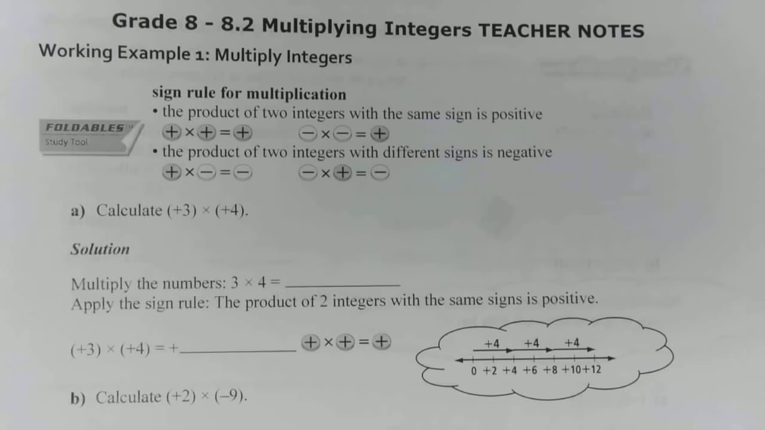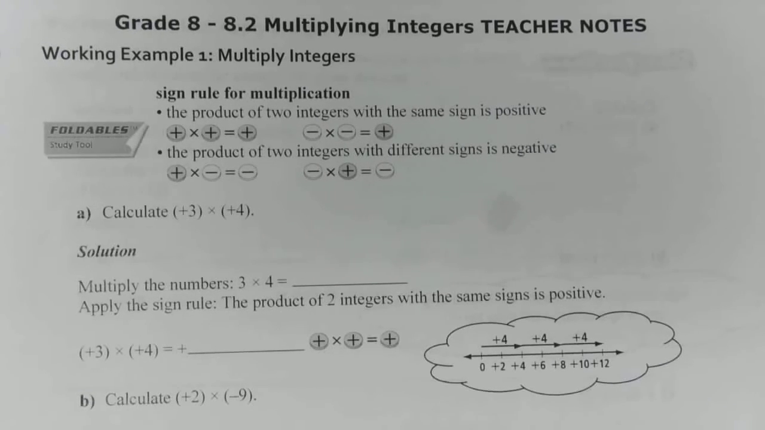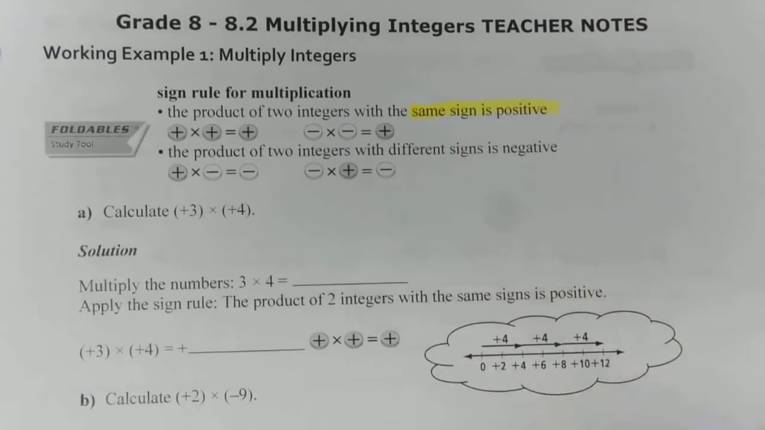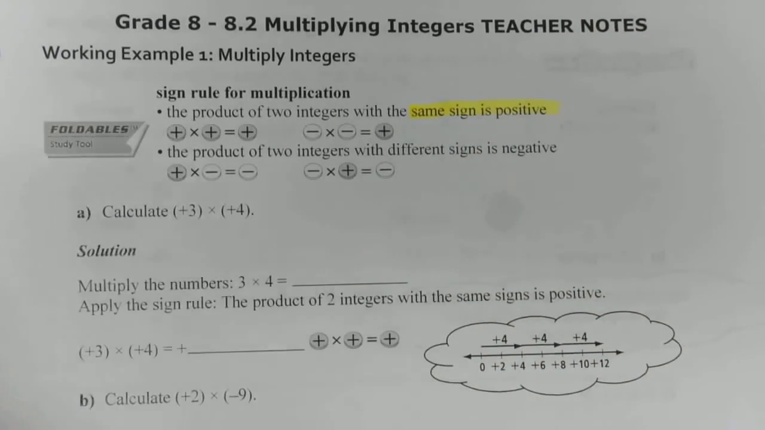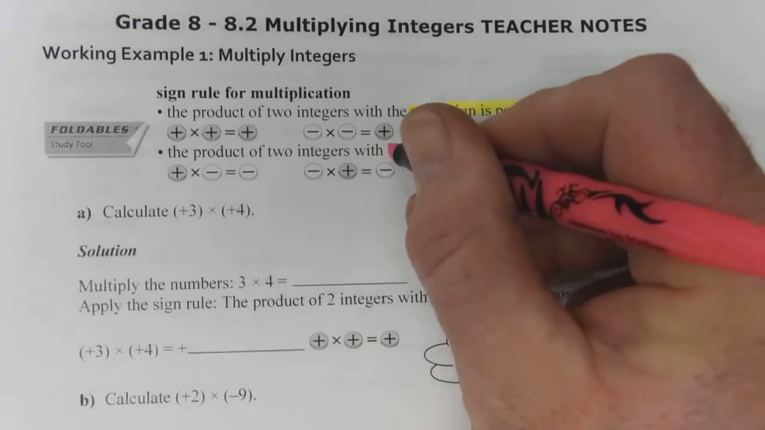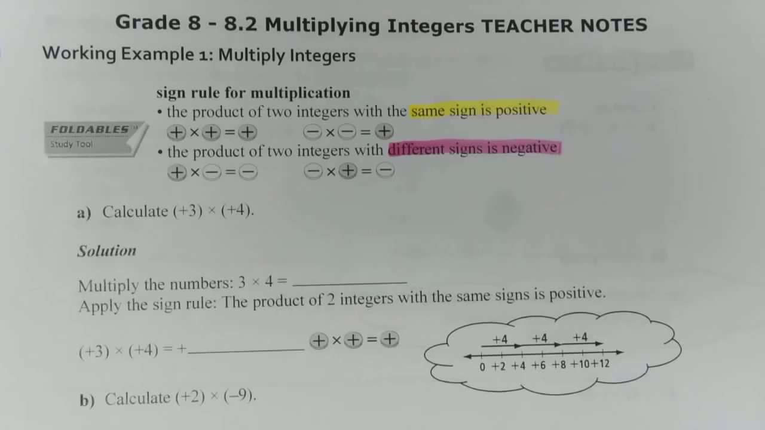Section 8.2, multiplying integers. We start with working example number 1, multiplying integers. So we have some new rules to deal with, and there's 4 of them. So the rule is the product of 2 integers with the same sign is positive. If they're not the same sign, the product of 2 integers with different signs is negative. So that's our rule.